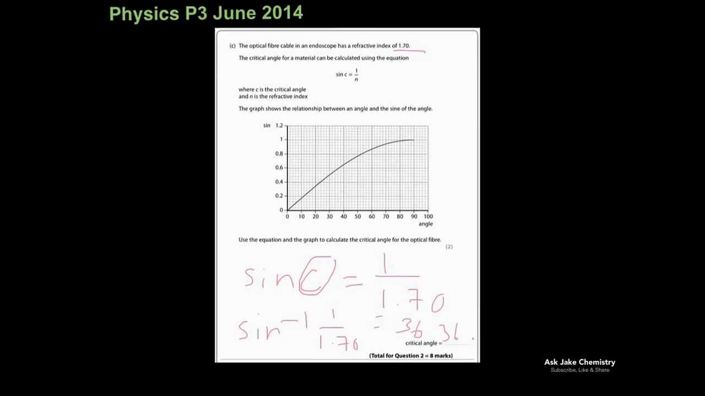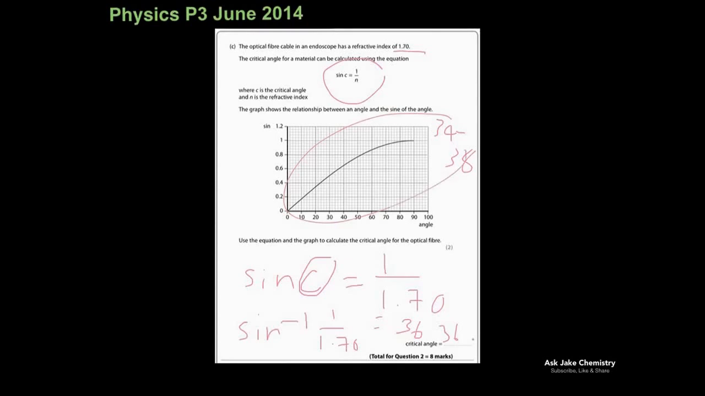For this question, it is really misleading in my opinion, and you need to know this, so practice your maths doing lots of these equations. But you can also get the marks, I think, from 34 to 38 if you use the graph, so they're a bit lenient in the mark scheme.